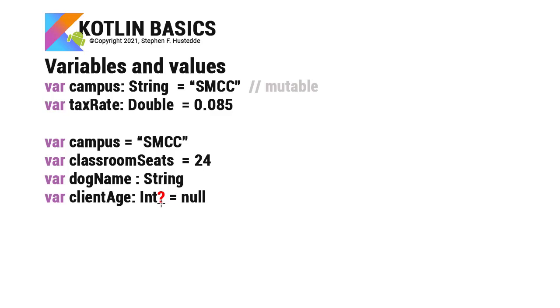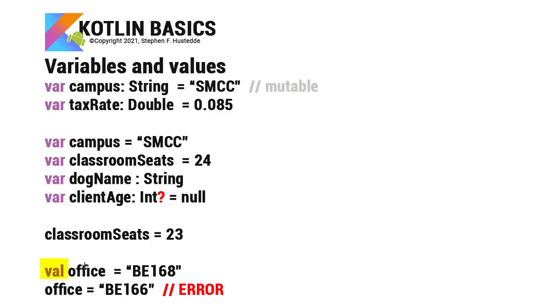We'll talk more about nullable data types later. I can then reassign the variable by simply referencing it and giving it a new value. We also have the val keyword. So the val keyword is a value, it's a constant. So this is an immutable variable.